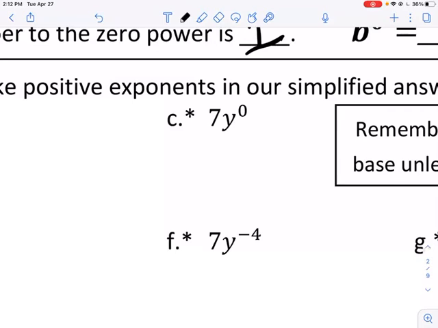So this 7 has an invisible exponent of 1. So when we do this, it's 7 to the first power, which equals 7, times y to the 0, which equals 1. And 7 times 1 equals 7. So that's our answer on that one.